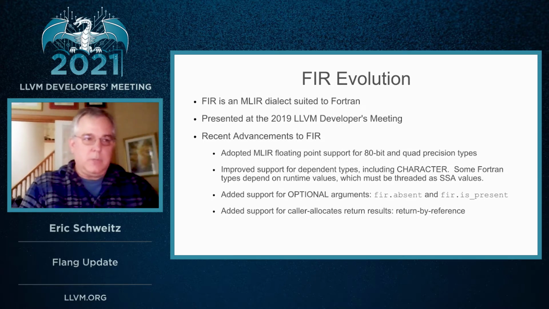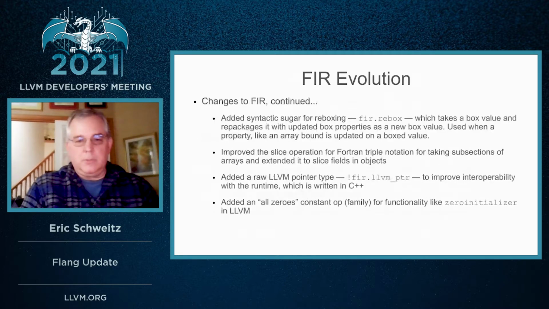One of these is using the MLIR built-in types and ops for floating point, and removing the FIR ops. We have better support for character types and optional arguments. Those are Fortran features. We also support Fortran functions that have caller allocatable semantics. So that's similar to an sret in LLVM.